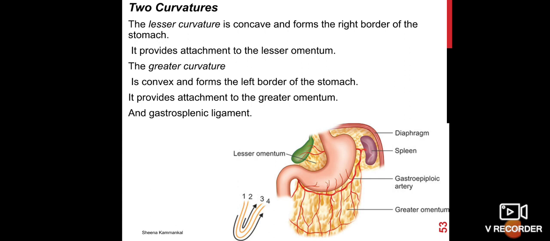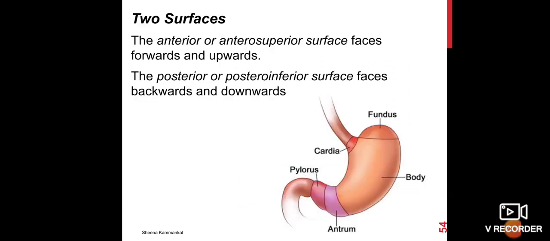Regarding the 2 curvatures, they are otherwise called the borders. These borders are curved borders, and that's why they are called curvatures. One border, which is a long curved border, is called the greater curvature or the left border. Then this is the lesser curvature or right border. This is convex, this is concave. The 2 surfaces of the stomach are the anterior surface and posterior surface.